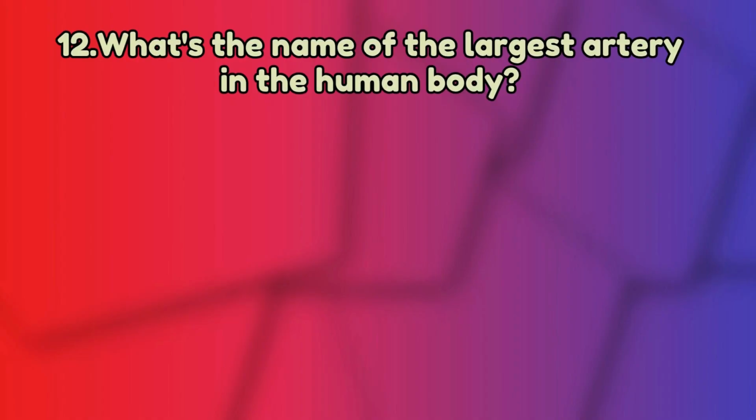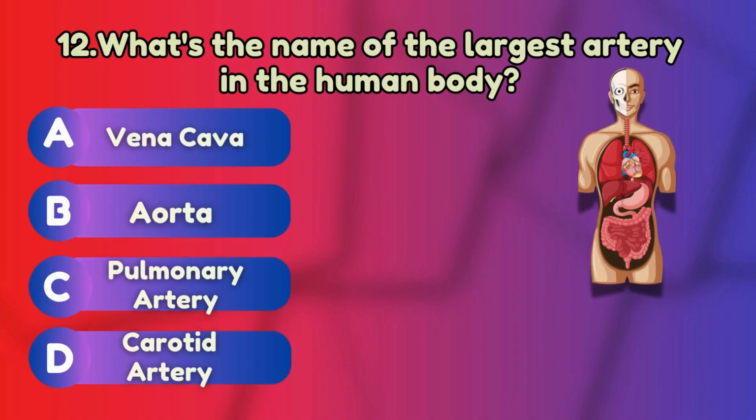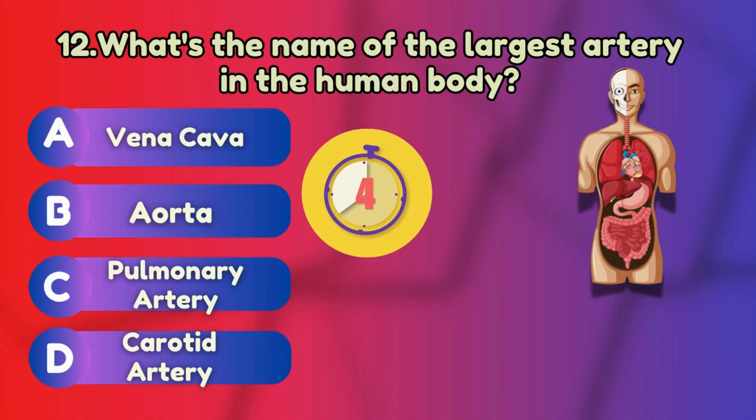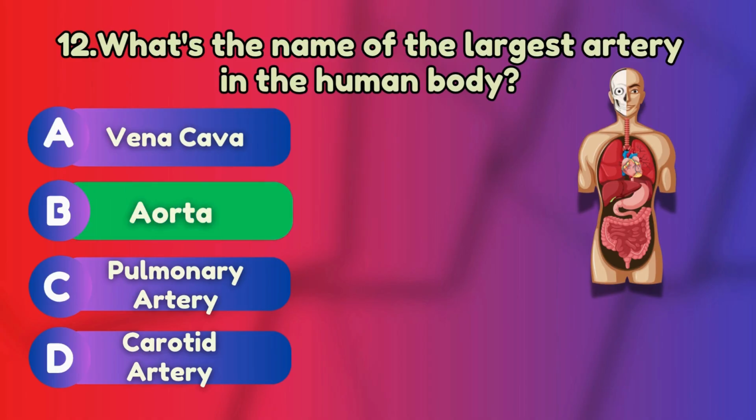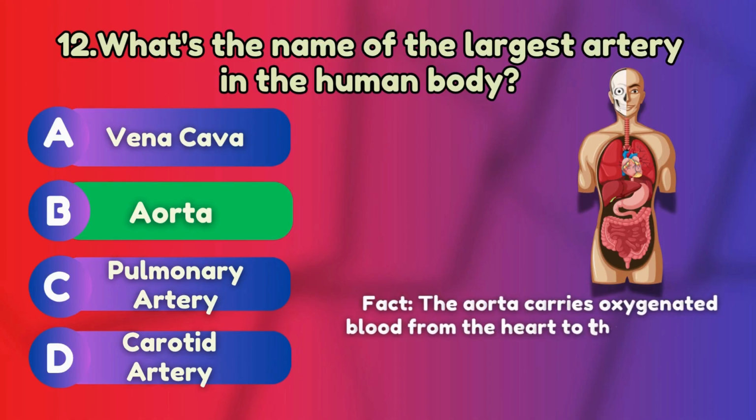12. What's the name of the largest artery in the human body? A. Vena cava. B. Aorta. C. Pulmonary artery. D. Carotid artery. Right answer, aorta. Fact: the aorta carries oxygenated blood from the heart to the rest of the body.